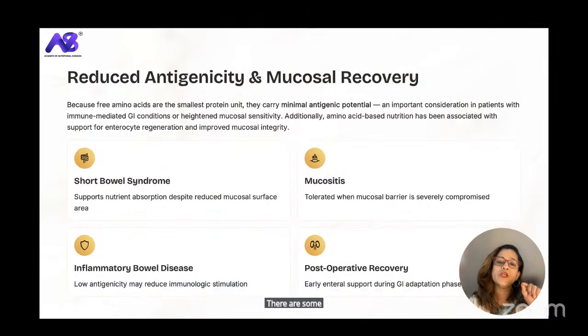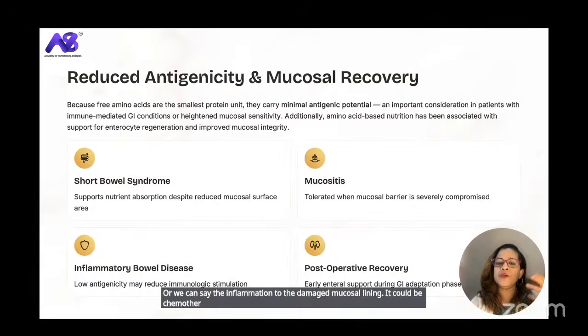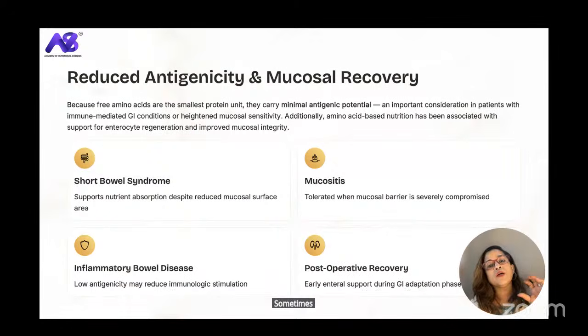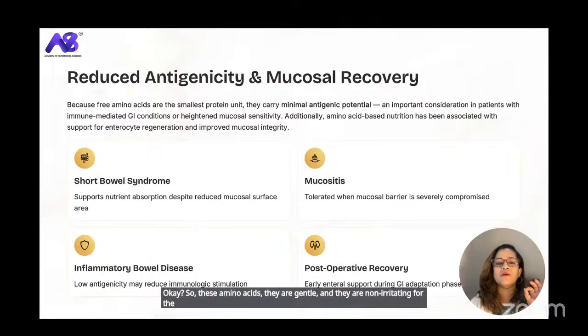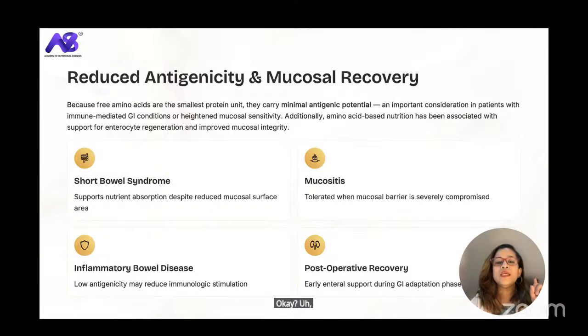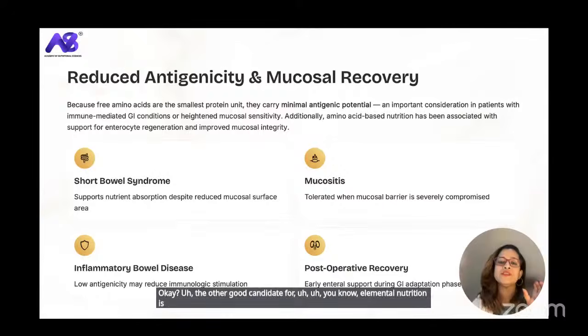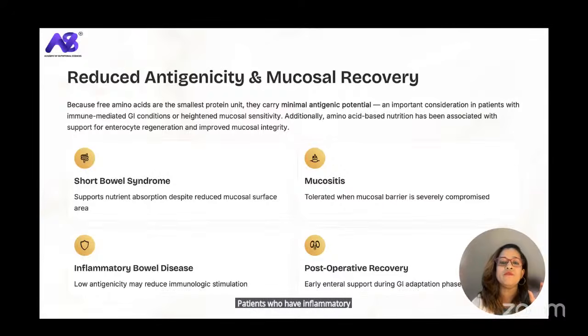Then there are patients with mucositis, or inflammation of the damaged mucosal lining. It could be from chemotherapy or radiation therapy. Sometimes certain illnesses themselves cause mucositis. These amino acids are gentle and non-irritating for the intestinal linings, which are very sensitive. The other good candidates for elemental nutrition are patients with inflammatory bowel diseases, maybe Crohn's or ulcerative colitis.